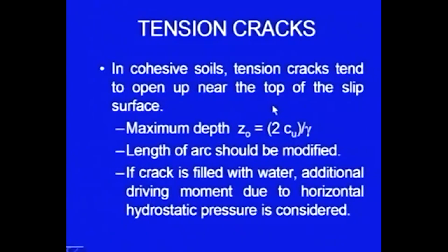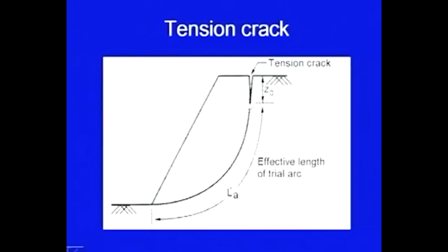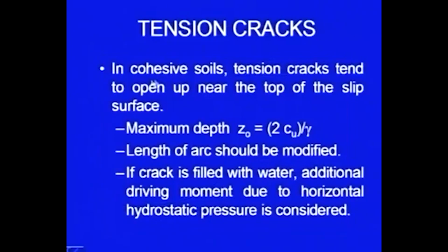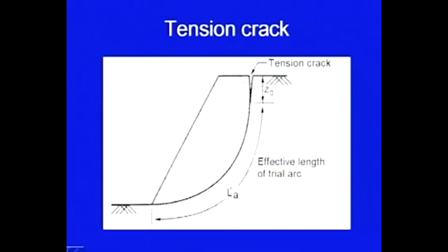So, we have discussed the mass methods, and we have not discussed so far about the tension crack which can develop at the upper surface. In case of the cohesive soils, tension crack tends to open up near the top of the slip surface. So, this is a cohesive slope. Generally a tension crack tends to develop here, and this depth of the tension crack theoretically we can calculate.